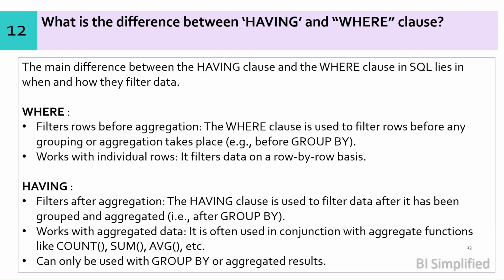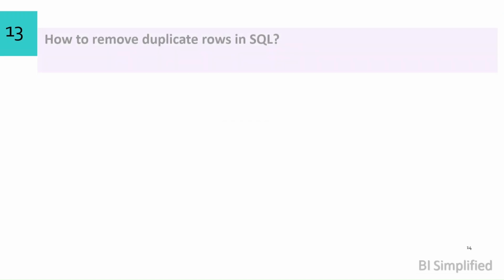Whereas the HAVING clause is used to filter the data after it has been grouped and aggregated. That is after GROUP BY. That is the difference between WHERE and HAVING. The HAVING clause works with aggregated data, like different aggregate functions such as count, sum, average, max, etc. And HAVING can only be used with GROUP BY or an aggregated result.